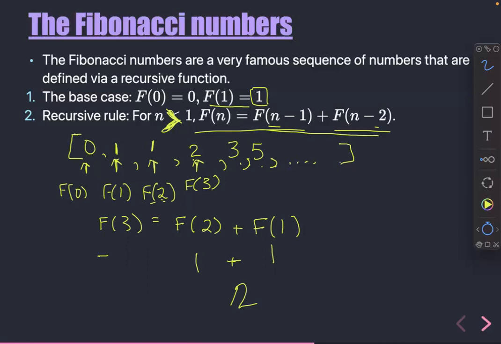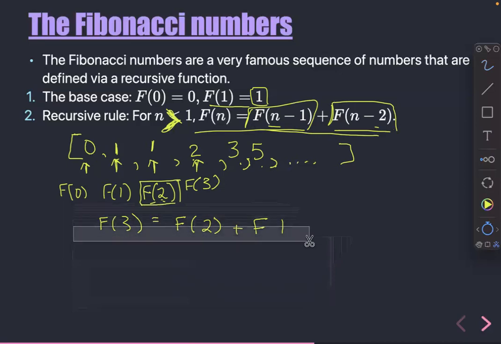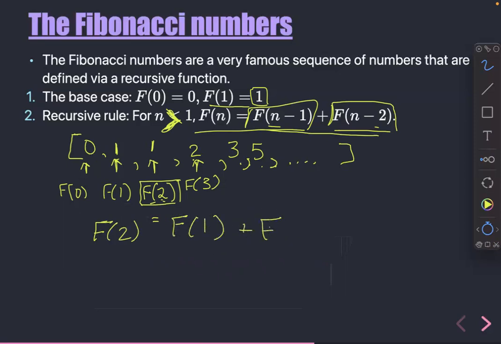And so it's always defined this way, and you can see why you need two base cases. When I was doing f of 2, which was my first really recursive step, because I'm saying n greater than 1, my first recursive step is computing f of 2. And basically for f of 2, I needed f of 1 and f of 0.